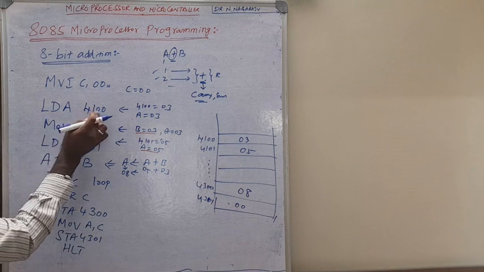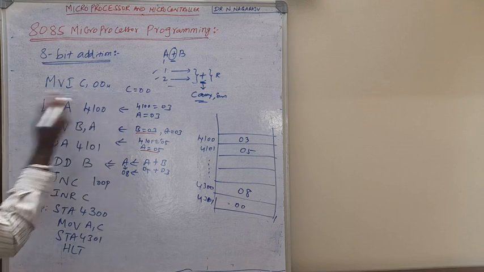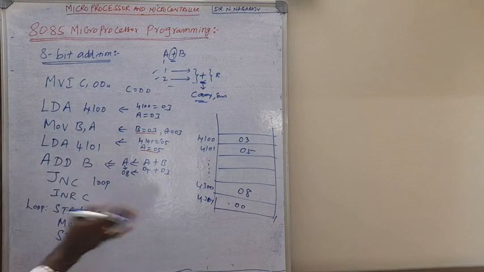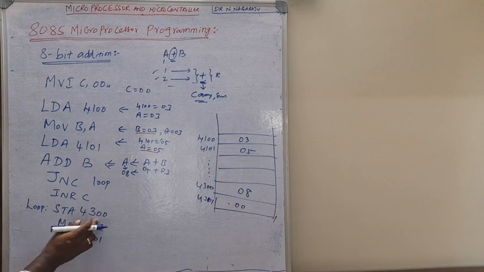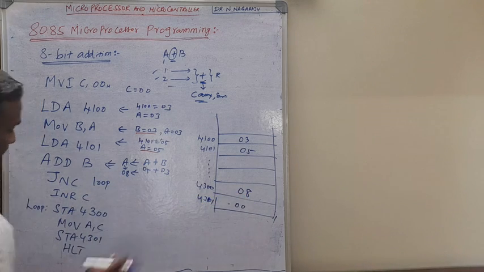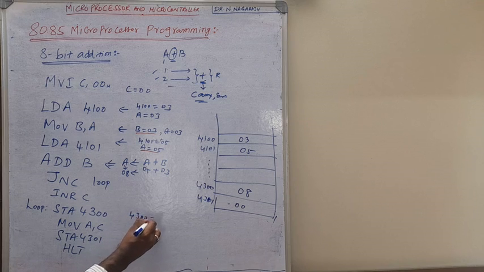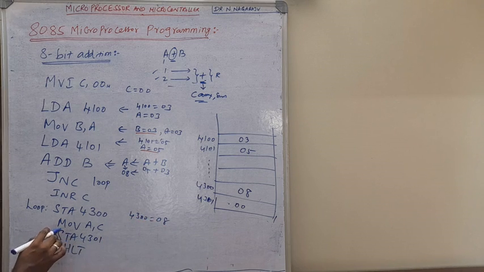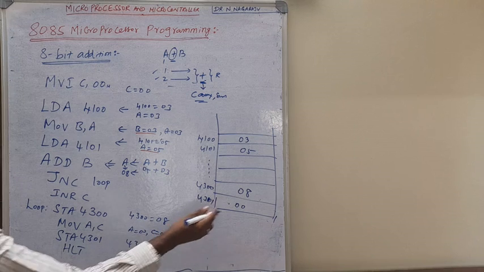LDA means the data present in the memory location is loaded into the accumulator, and STA stores it into a memory location. So STA 4300 means at this point A is 08, and that is loaded into 4300. So the value is 08. Next, MOV A, C. At this point C is 00, so A is equal to 00 and C is also 00. Now at 4301 you will get 00 only.